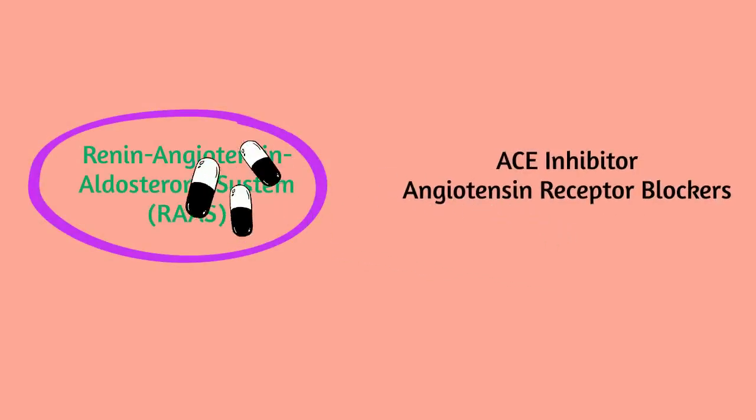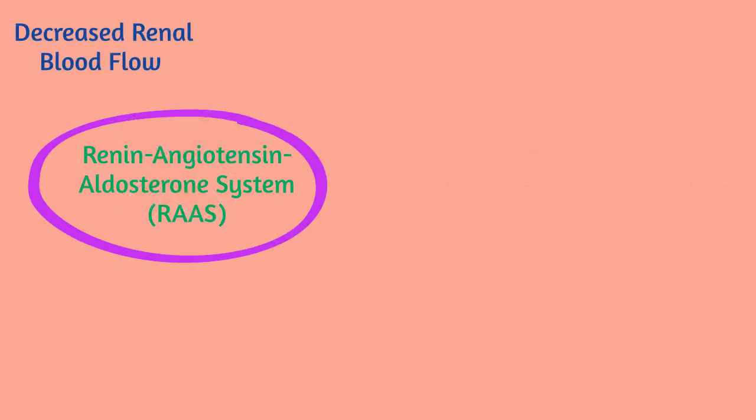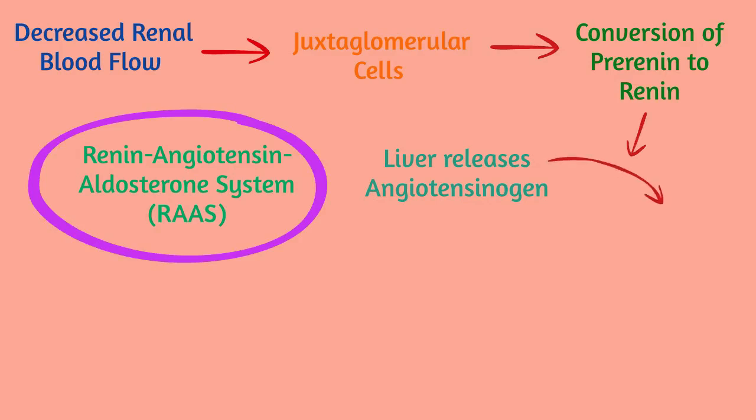First, let's review the renin-angiotensin-aldosterone system, which angiotensin drugs primarily target. This system is activated when the kidneys detect decreased blood flow associated with low blood pressure. First, the juxtaglomerular cells of the kidney convert the substance pre-renin to renin, and the liver releases angiotensinogen. The renin produced by the juxtaglomerular cells of the kidney converts angiotensinogen to angiotensin 1.